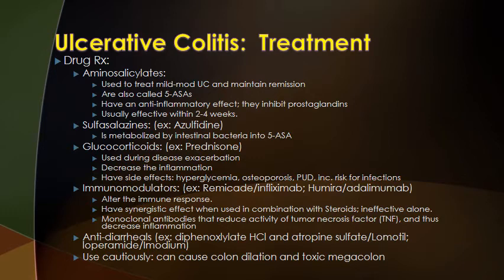The glucocorticoids, an example of that is prednisone. These are used during disease exacerbation, and they're used to decrease the inflammation. Remember the side effects of any of the steroids. You want to know these forever. Hyperglycemia, osteoporosis with long-term use, not episodic, but long-term use. Peptic ulcer disease can happen, and they have an increased risk for infections due to the suppression of the inflammation. So it does put them at an increased risk for infection.